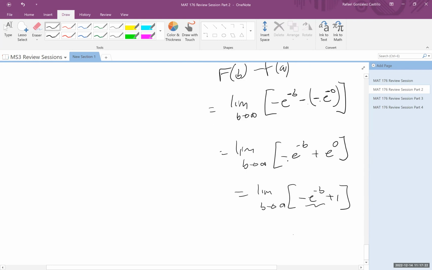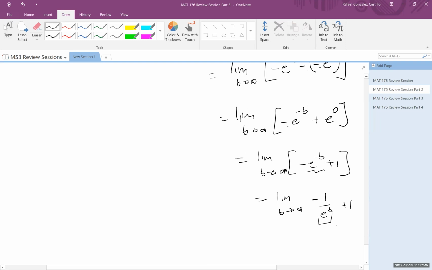And then finally, you fix this negative exponent, you have the limit as b goes to infinity of negative 1 over e to the b, plus 1. As b goes to infinity, notice that e is in the denominator. This fraction goes to 0 because 1 is a constant, but b is increasing. So this whole fraction goes to 0, and you get plus 1, so we get 1 as a solution.